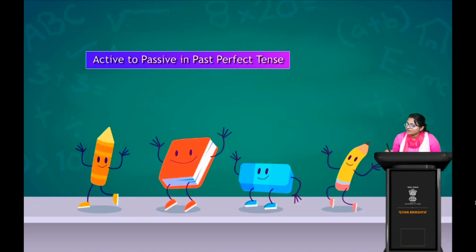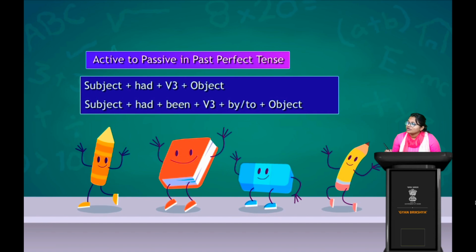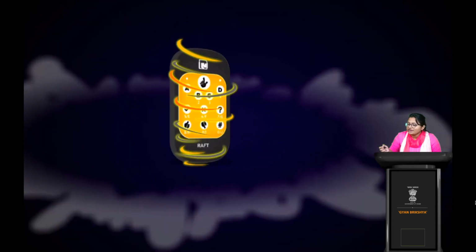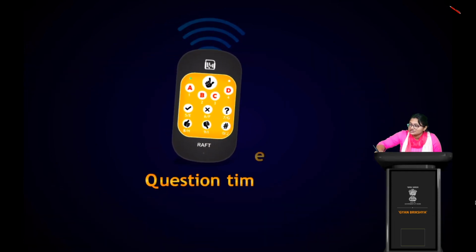Remember this, right? Now, past perfect tense, where we have had. In case of active voice, it is had plus V3. In passive, it becomes had plus been plus V3. So these are certain things that you have to remember clearly, in case of the sentence structure.